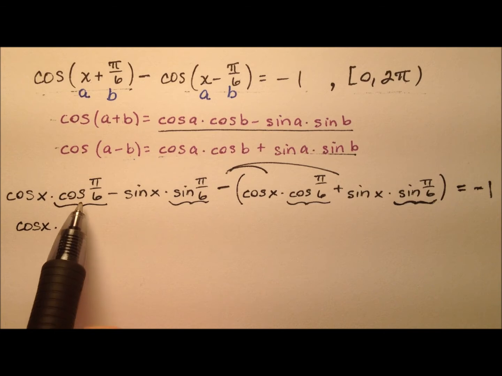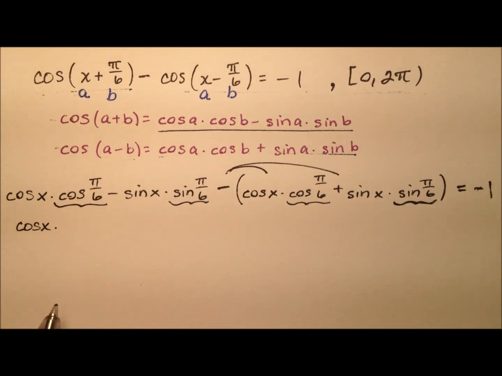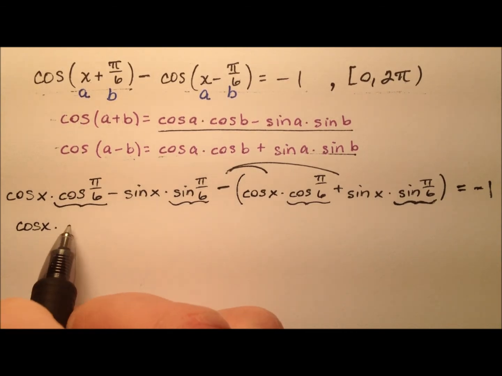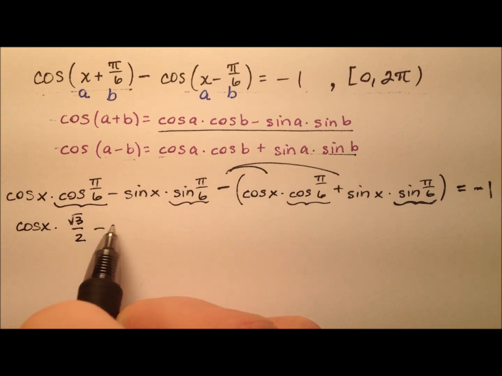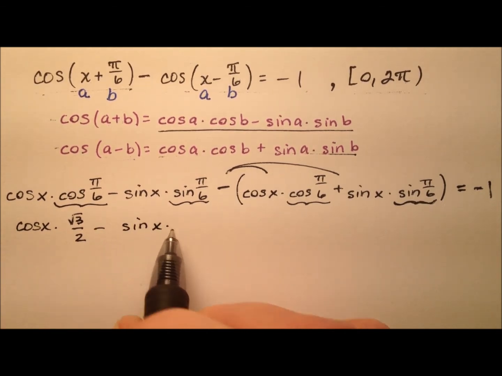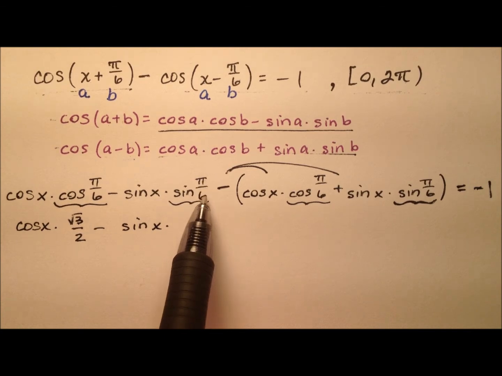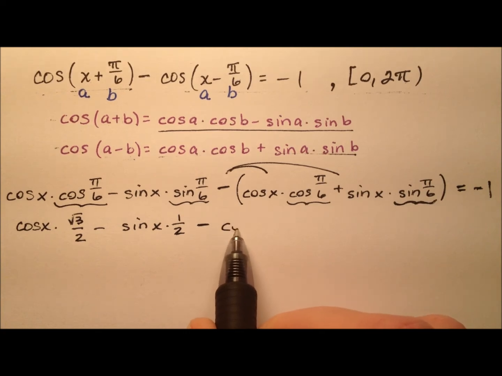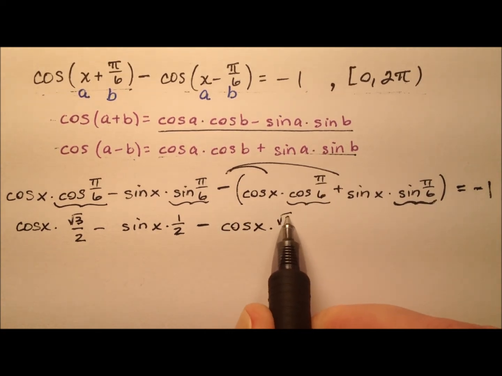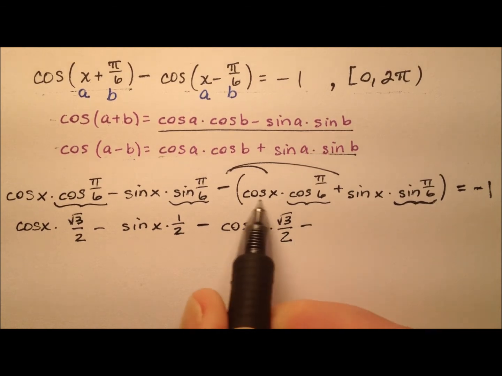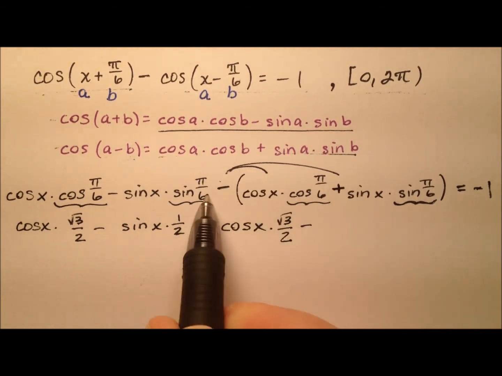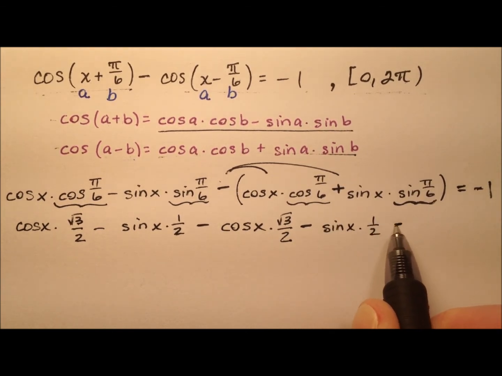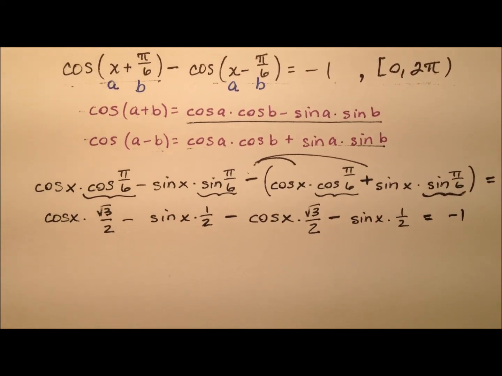So we have the cosine of x, and let's find values for these while we're at it. Pi over 6 is 30 degrees. So the cosine of 30 degrees is going to be the square root of 3 over 2, minus the sine of x times, now the sine of pi over 6, which is 30 degrees, is 1/2. Minus, now we have this cosine x times the square root of 3 over 2. And we have this plus right here, but we're distributing the negative, so it becomes a minus. The sine of x times 1/2 again. And then all of that equals that -1.